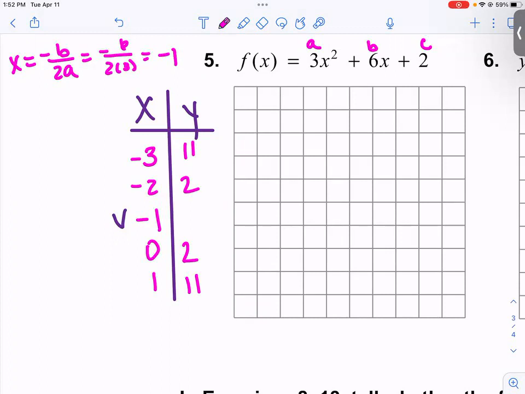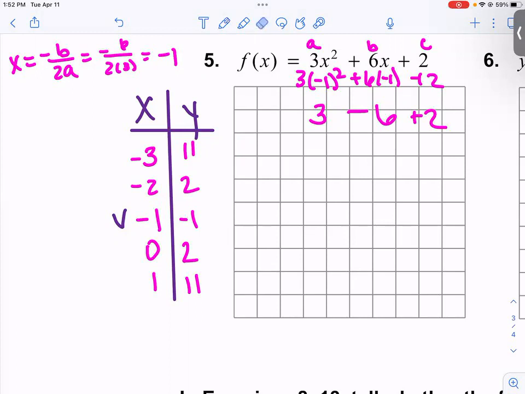Okay. Wait, how are you getting -1? When we plug in -1, this becomes 3 times 1. -1 squared is 1. 3 times -1 squared would be 3. 6 times -1 is -6, and then plus 2.